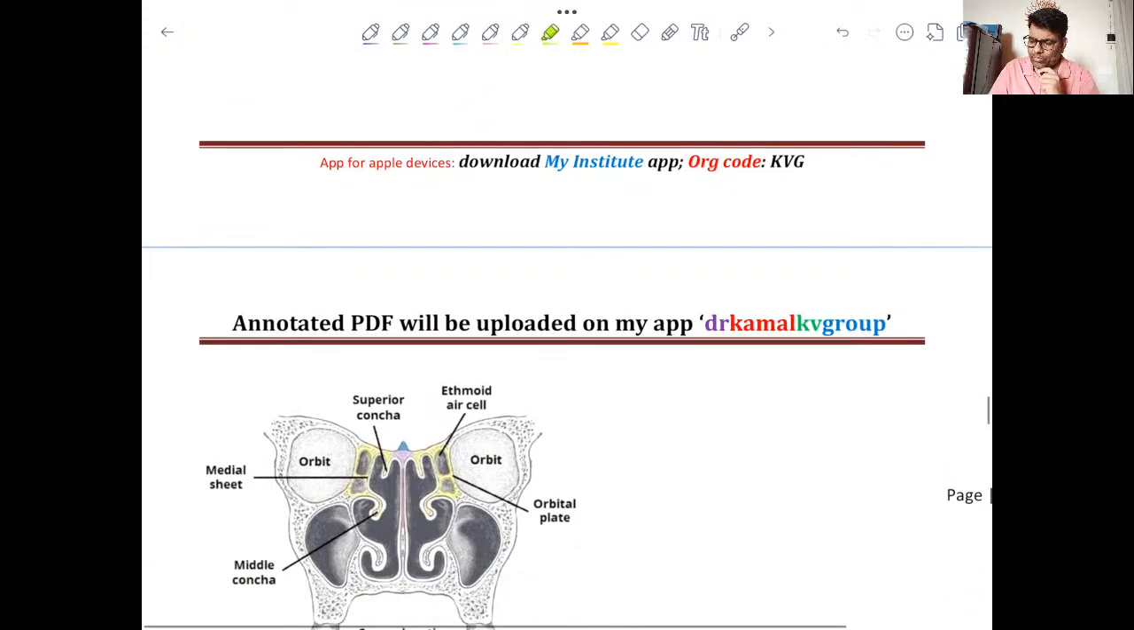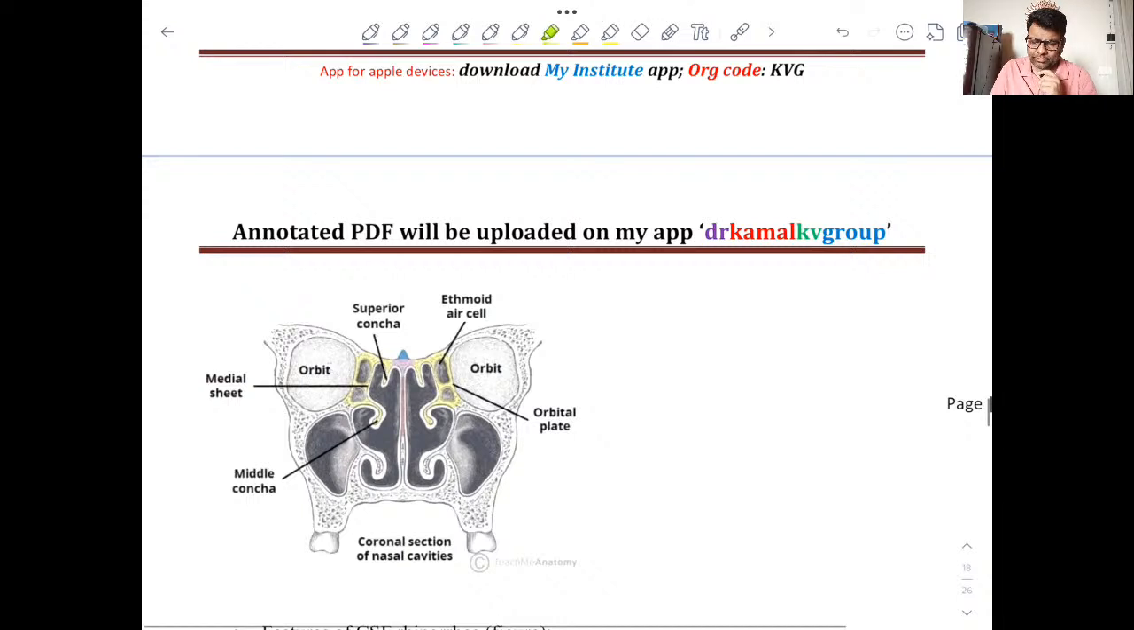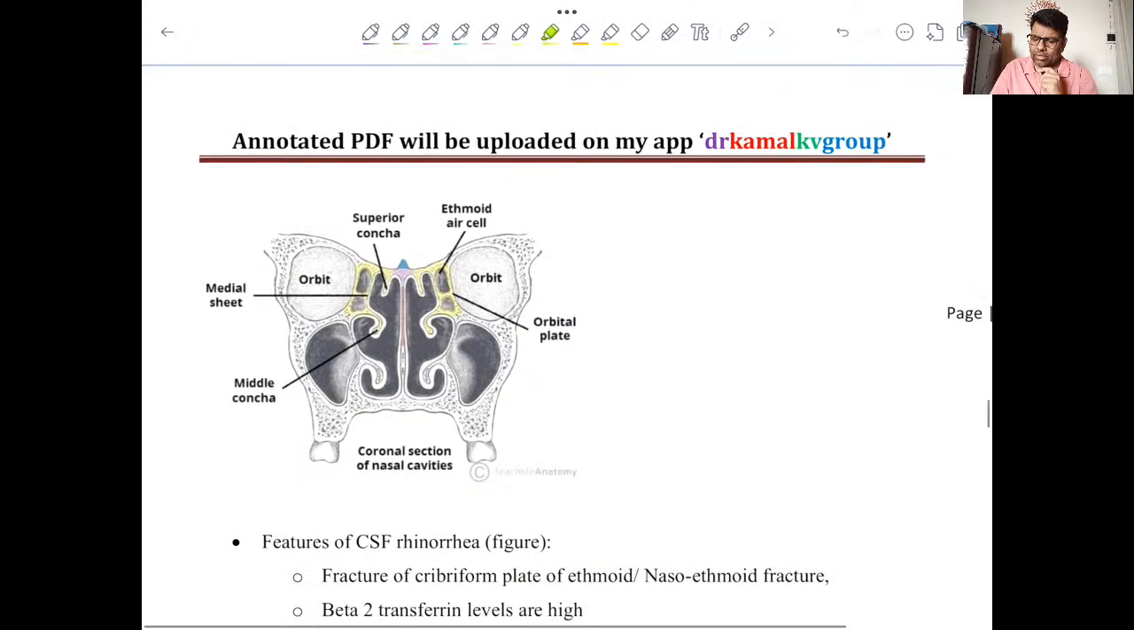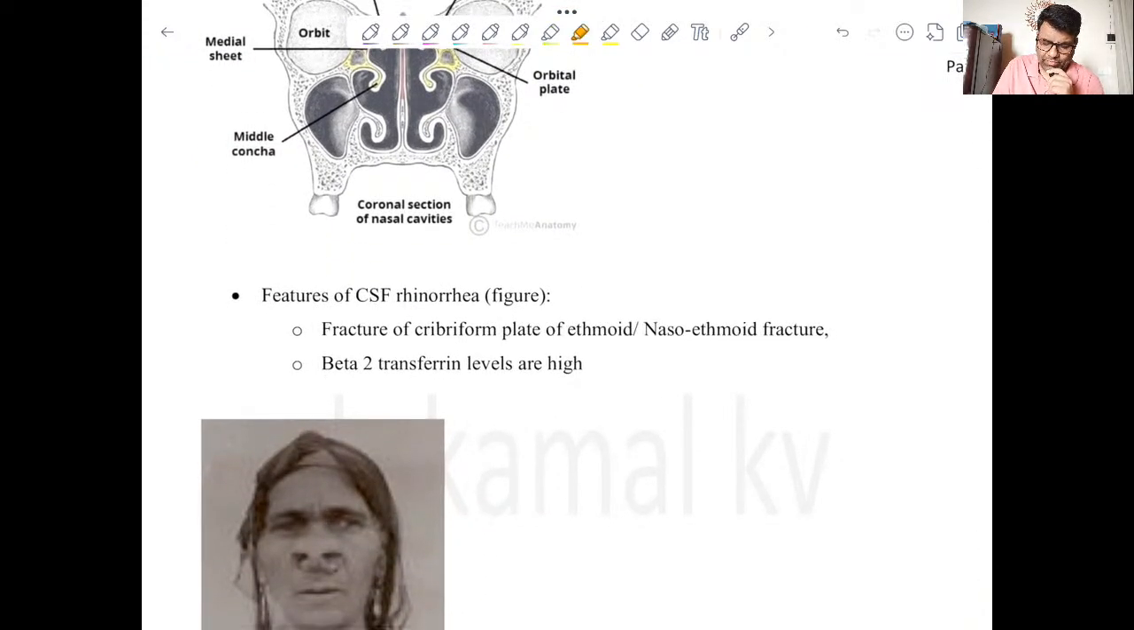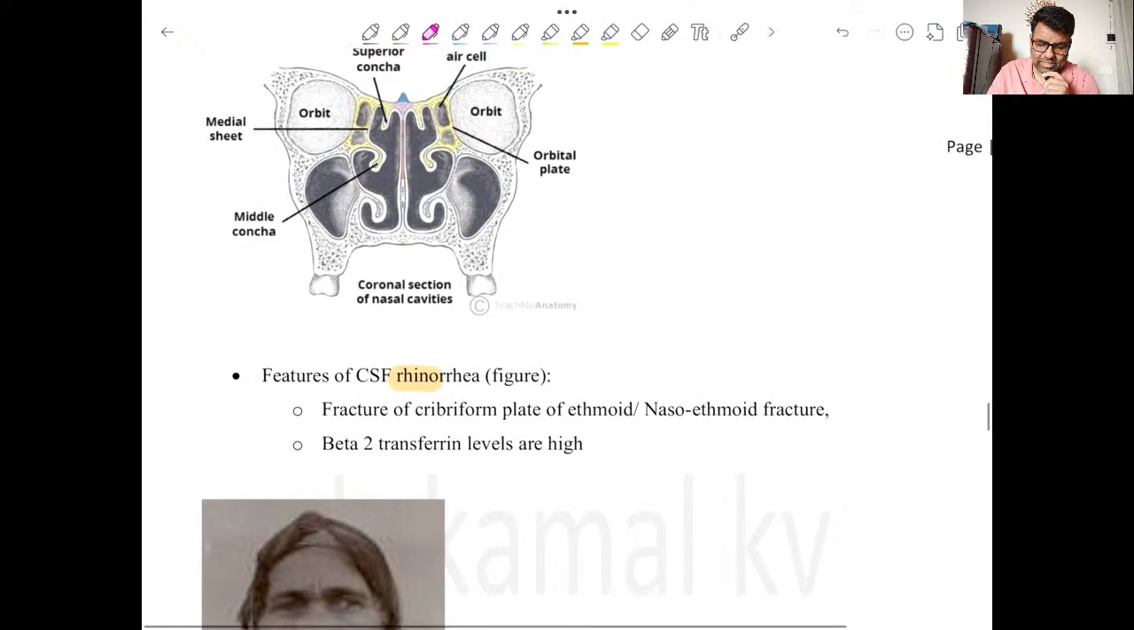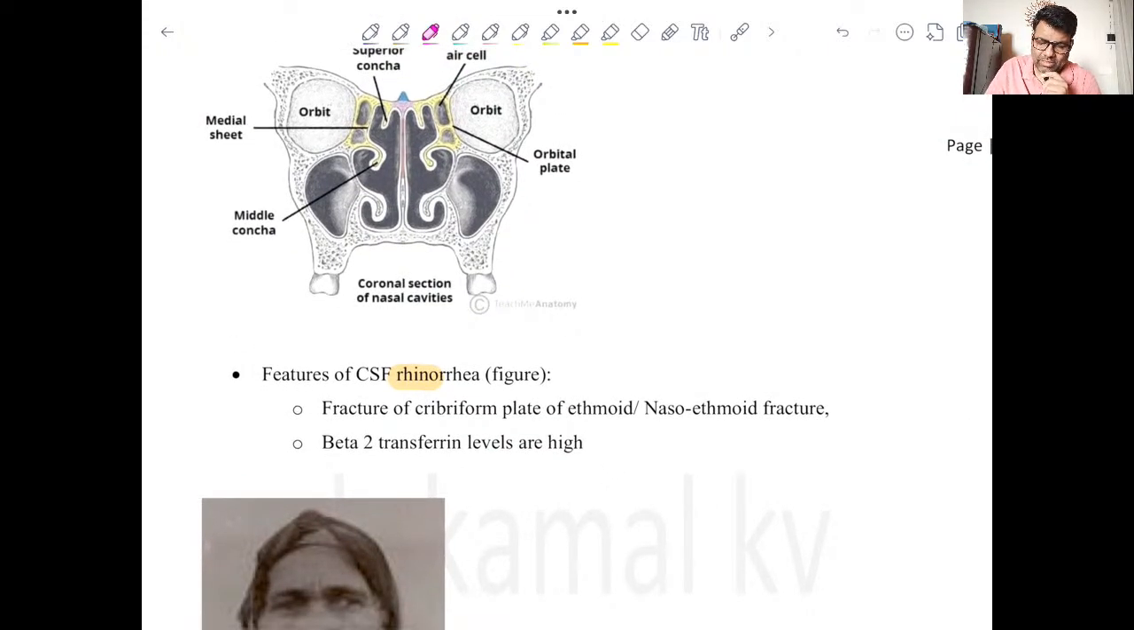Then moving forward to one condition, and that is a very important condition, CSF rhinorrhea. We already discussed CSF otorrhea, but here it is CSF rhinorrhea. And what happens? This is the cribriform plate of ethmoid bone. On the top of that, so this is cribriform plate of ethmoid.